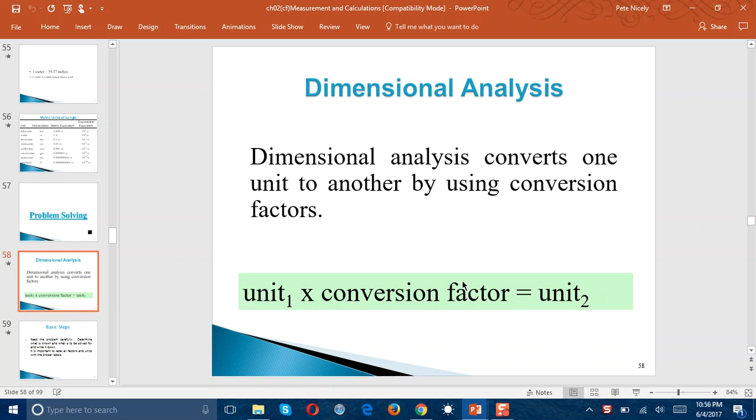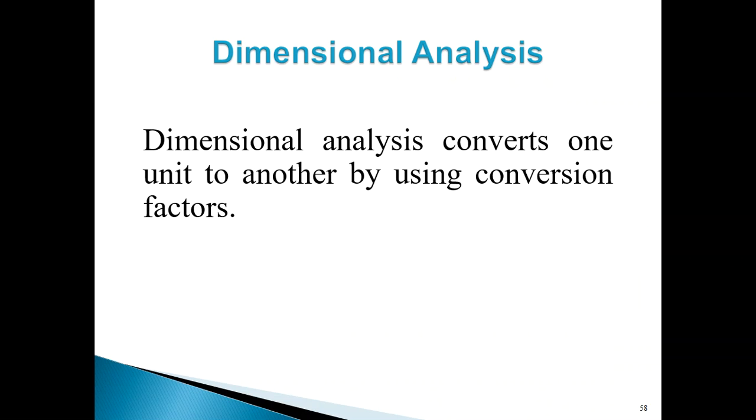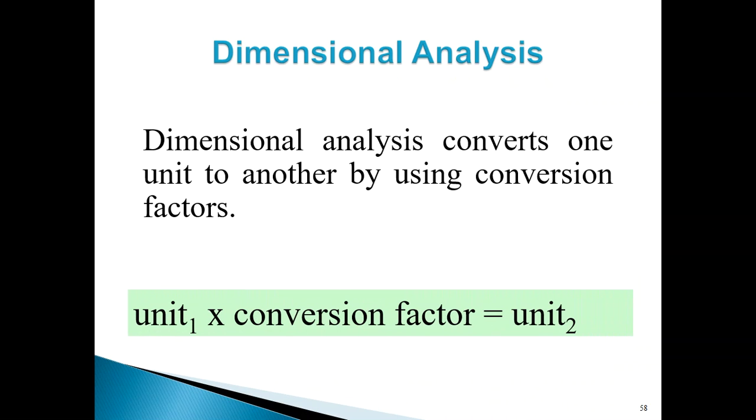Basically what is involved in this process is that we take a value expressed in one unit, let's say unit 1, and we multiply it by what is known as a conversion factor to get to unit 2. And the conversion factor basically represents the defined relationship between the two units. All right, so let me go back to this here. So that's basically what is involved in dimensional analysis.